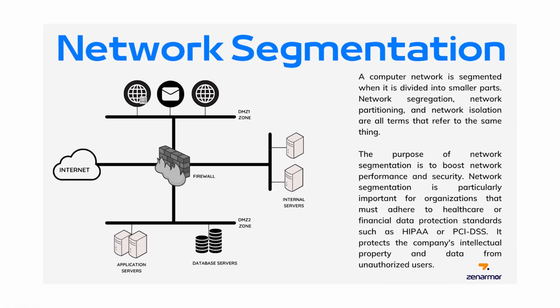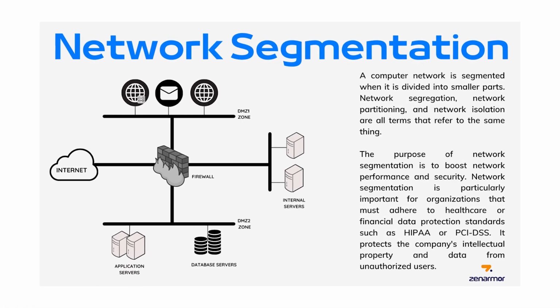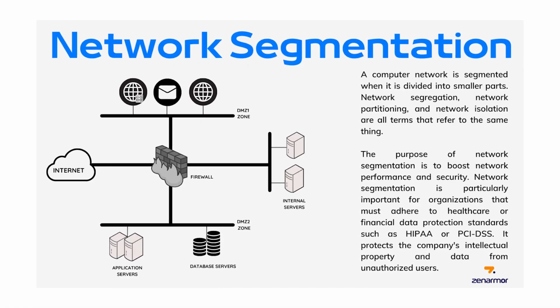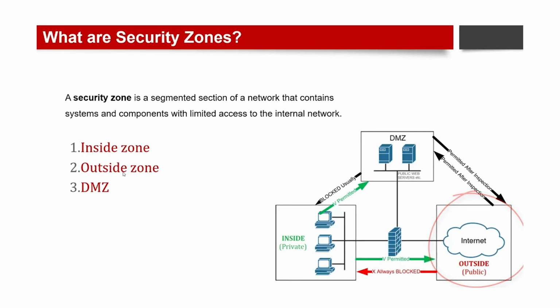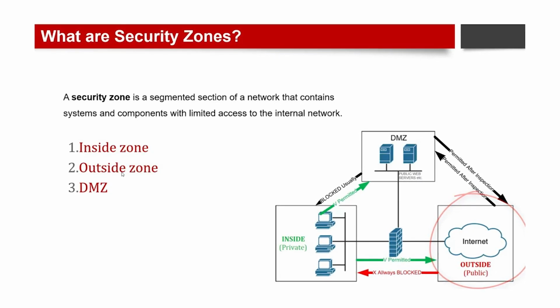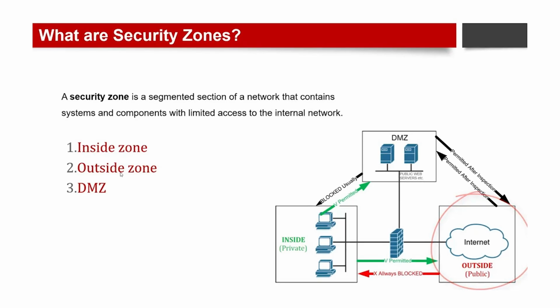Network segmentation, also known as network zoning, is the act of partitioning a network into segments. This is done to create security zones. A security zone is a network segment of specific security requirements. A layer 3 device, such as a firewall, is used to separate these security zones.